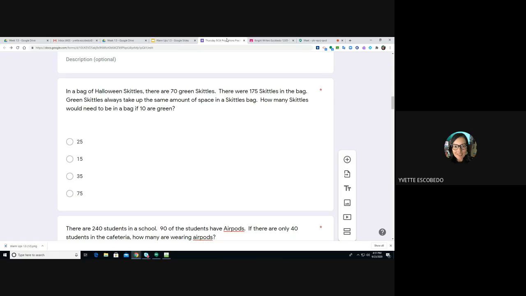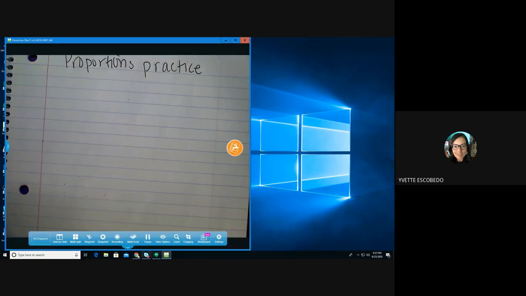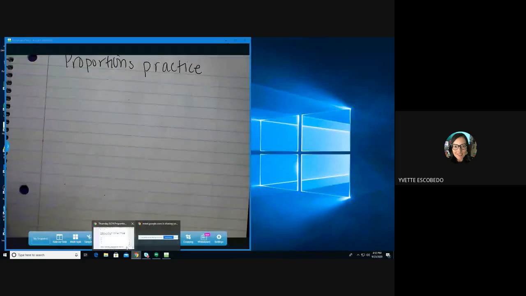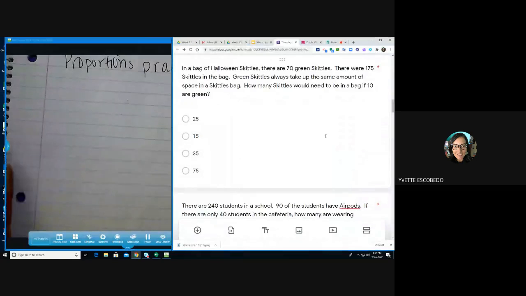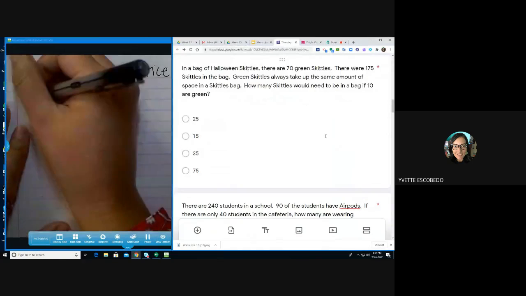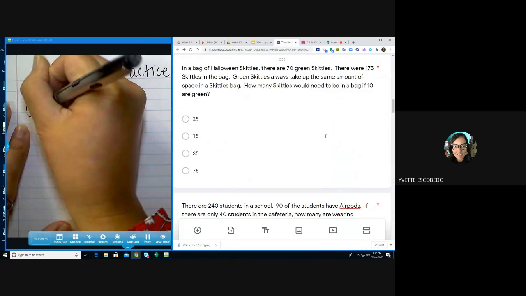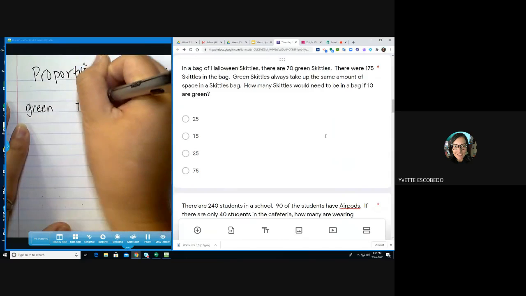In a bag of Halloween Skittles, there are 70 green Skittles. So go ahead and write that number down. There are 70 green Skittles. So I'm going to write green, and there's 70 of them.